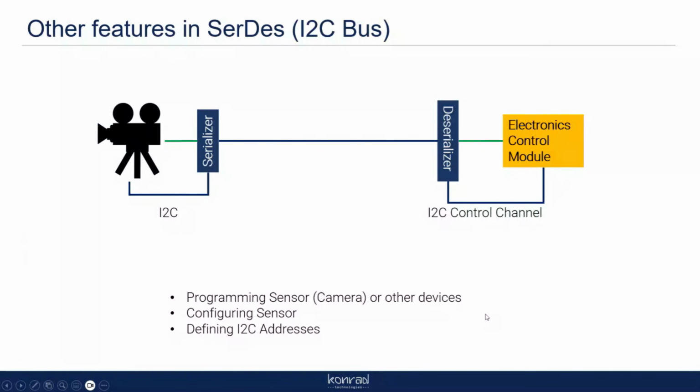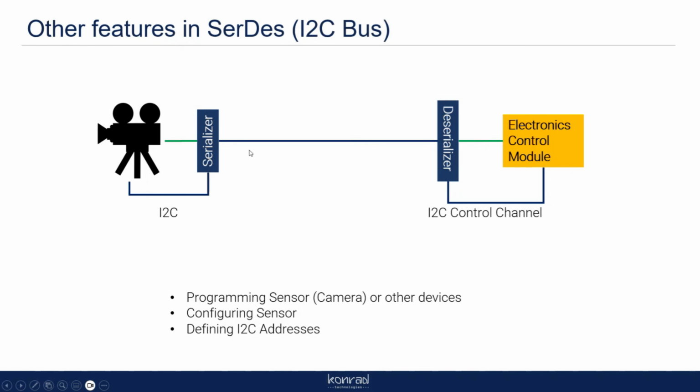Other features in SerDes cameras: I2C. There's an I2C bus that is in transfer with the serialized information. And what that allows you to do is program the camera or other devices that are on the I2C channels. So you have to know the addresses. This is a little bit of a gotcha when we start looking at NI equipment: every camera sensor itself will have an I2C address, as will the serializer.